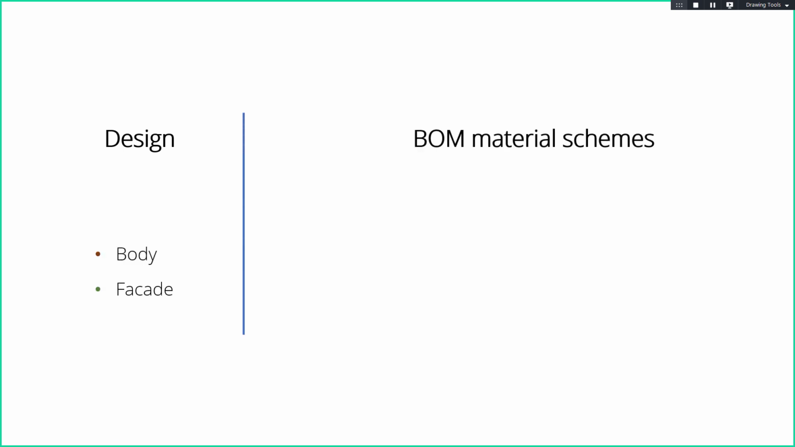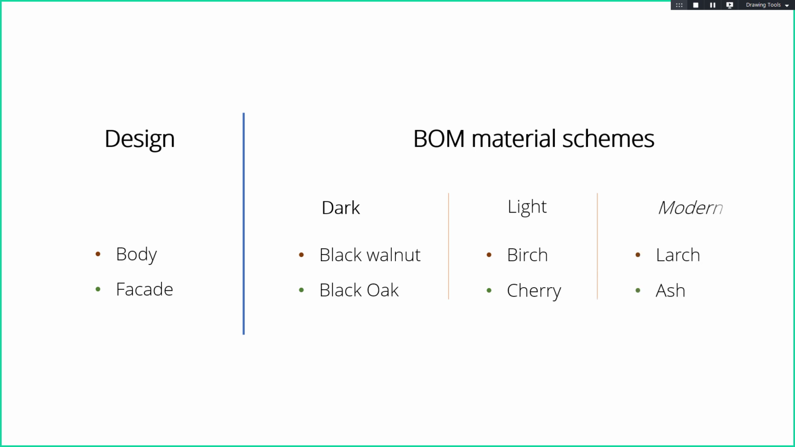And later, what you can do, you can actually say what the real material used for the body components and facade components on the BOM stage. So on the design, we had body and facade materials. That's it. On the BOM stage, we can have multiple mapping schemes. Like in this case, let's name them dark, light, and modern styles. And each of those styles can have different colors, different textures.